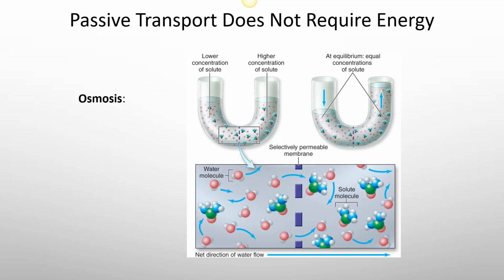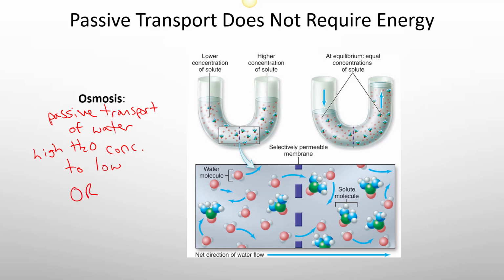Osmosis is the passive transport of water. So it's the movement of water from an area of high water concentration to low. Or it's the movement of water from an area of low solute concentration to high.